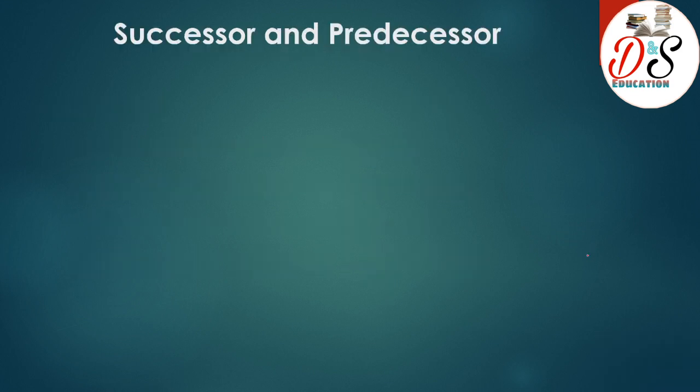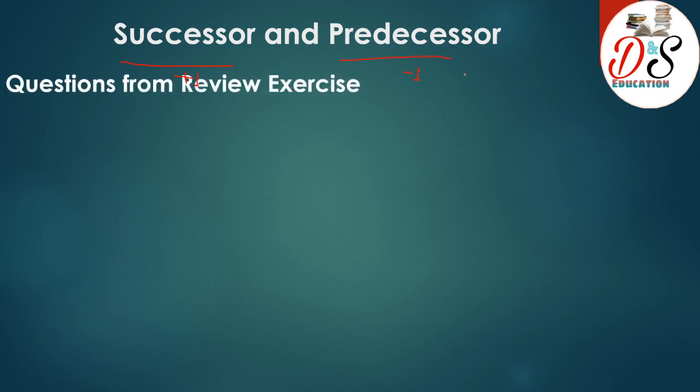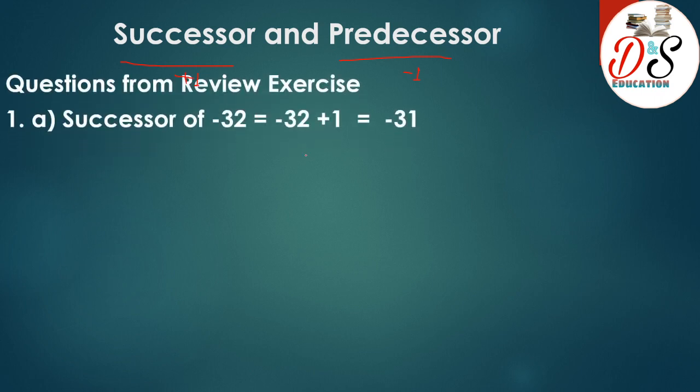Now we will discuss the successor and predecessor of an integer. Many students have confusion about the successor and predecessor of an integer. Basically, successor means adding +1 to any number, and predecessor means subtracting 1 from any number. Now we have to find the successor. Let me wait a second, let me erase all this.